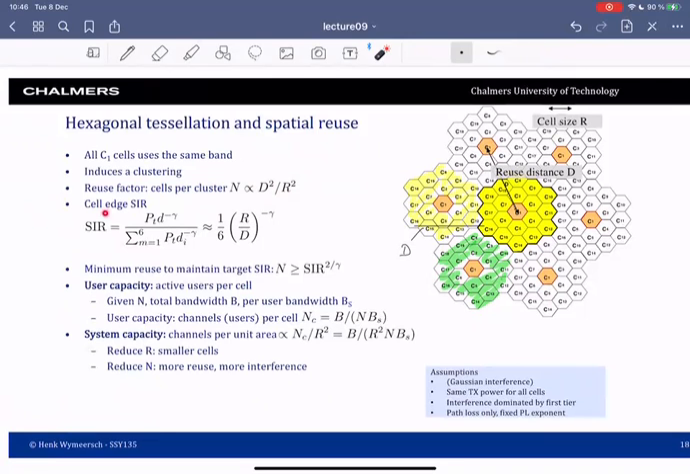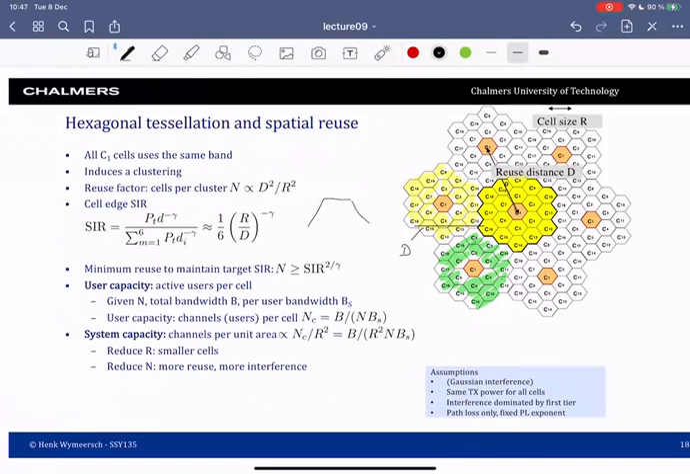Now we can compute the so-called cell edge SIR. So we assume that there's no noise, and these assumptions are listed here. Same transmit power for all cells. Interference is dominated by the first tier. So this means that interference is limited by the cells closest around you. The cells further away, they don't matter so much. And we have only path loss with a fixed path loss exponent. Under these assumptions, we can compute the signal to interference ratio at the edge of the cell.